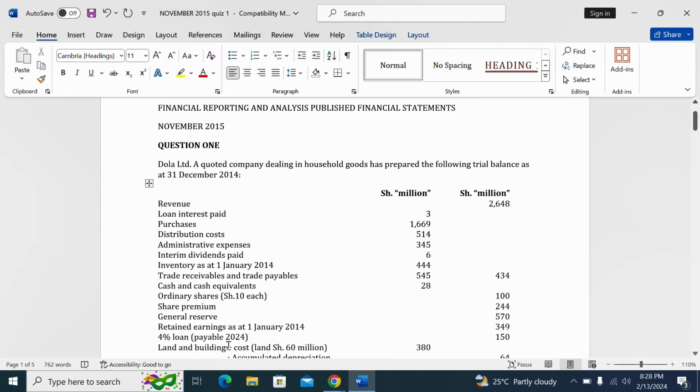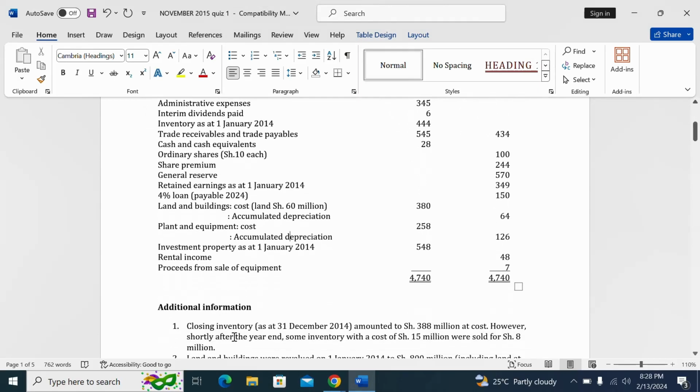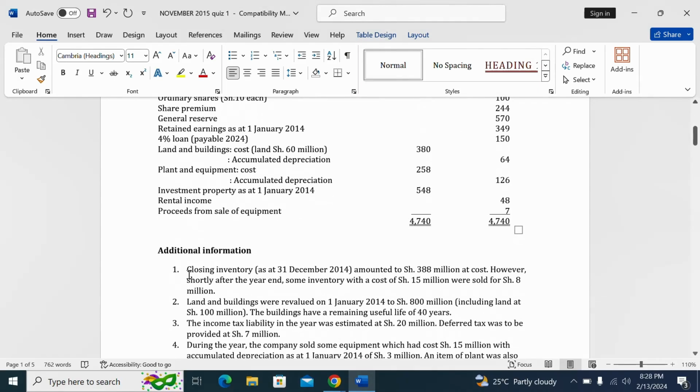4% loan payable, land and buildings, cost, where land is shillings 60 million, accumulated depreciation, plant and equipment, cost, then we have accumulated depreciation, investment property as at 1st January 2014, rental income, proceeds from sale of equipment. Then we have additional information. Number 1.